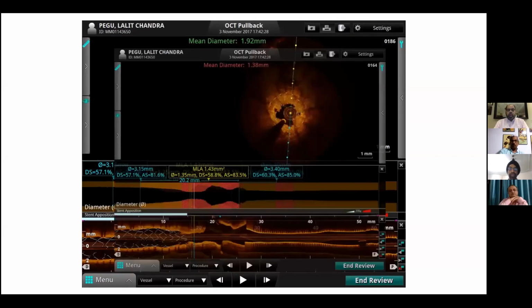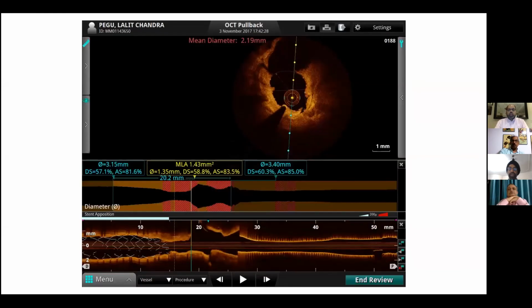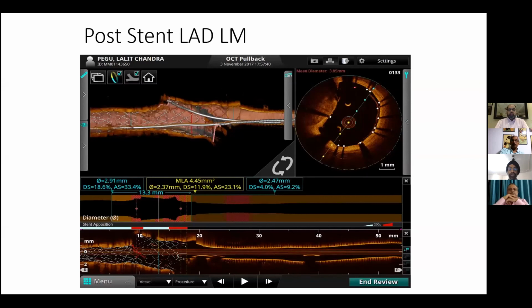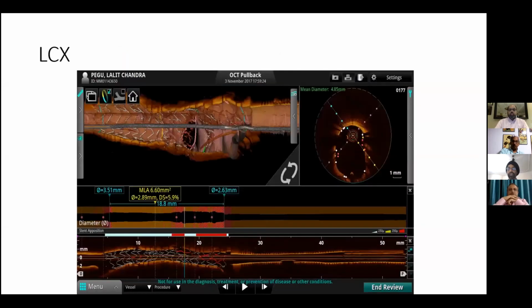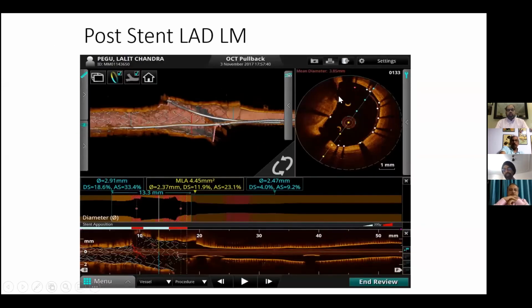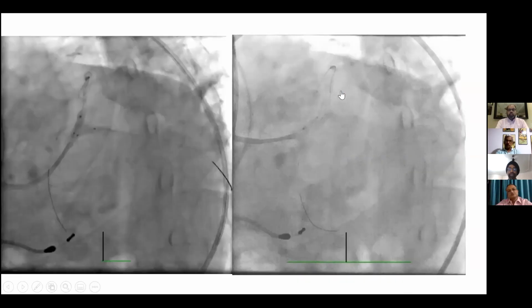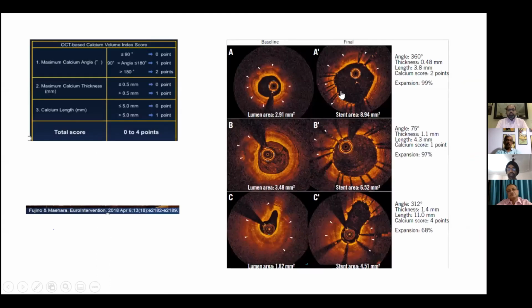We got away doing a scoring balloon followed by high pressure balloon with a DK crush, and finally got a reasonable result in this patient. And OCT again helps in assessing. But you can see that despite whatever we did, there is still a bulge of the nodule. We have not made this circular as we had wanted to do. And this is after the final kiss and final balloon.